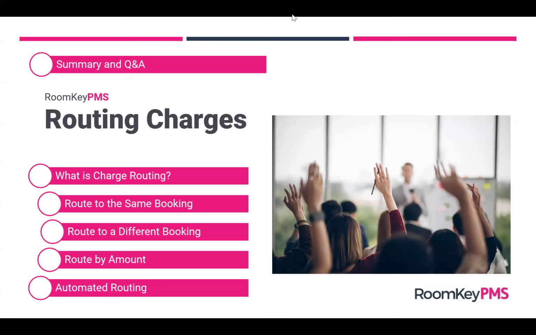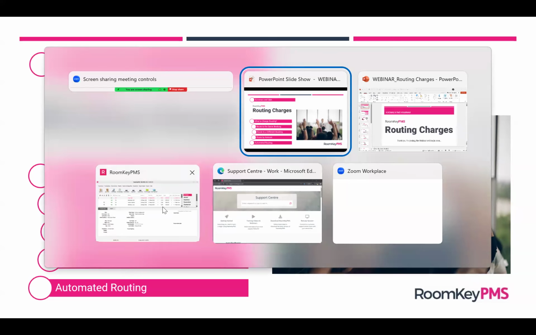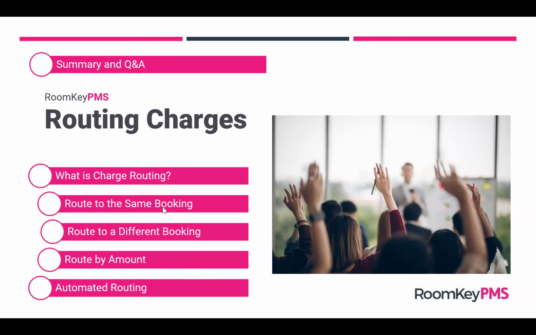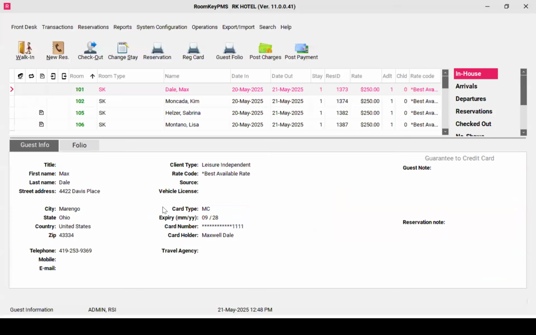Okay. So another question from Bill was, if guest one is paying for guest two, but not the incidentals. And I think this goes back to our second example of routing to a different booking. So I'm actually just going to bring up Roomkey and show you how you can specify what charges are being applied where. So let me just bring up an example database here.